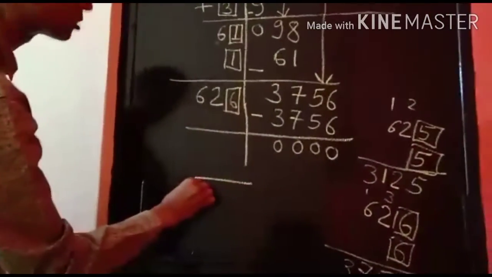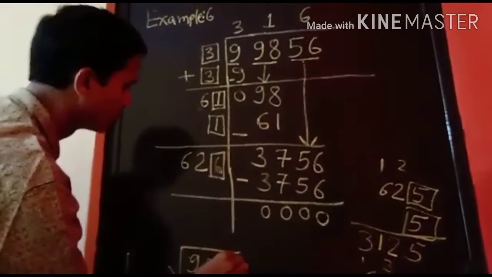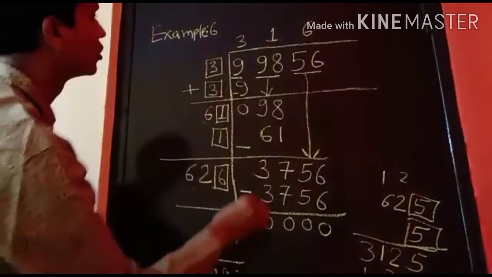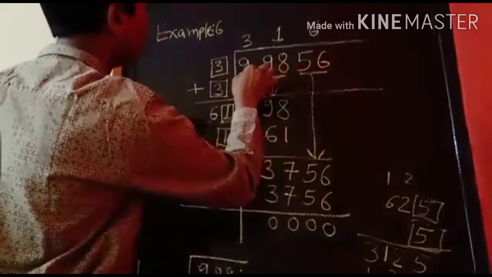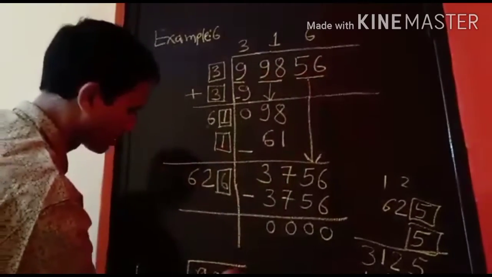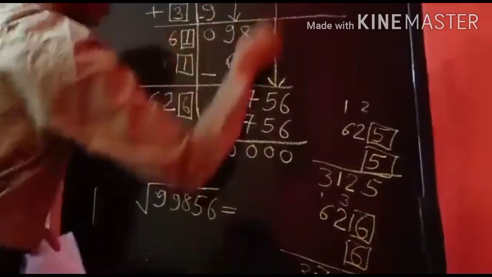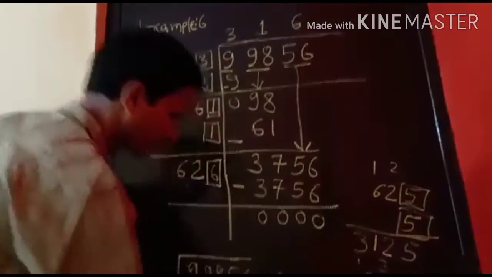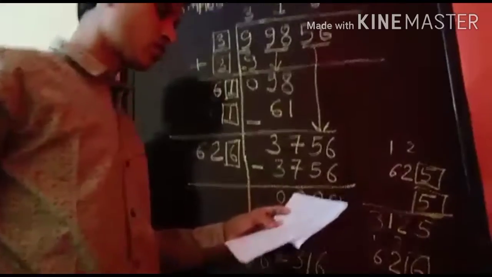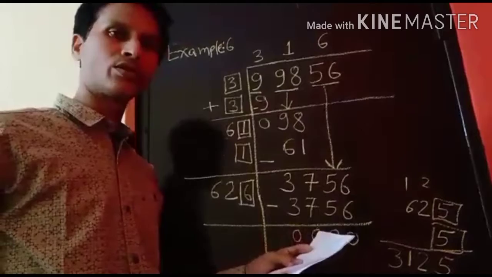So we will write our answer, and this is the rough one. This is the final answer. The number is 99,856. Sorry, it is 99,856. Its square root is 316. This is your answer. And your homework is worksheet 4, question number 1, all parts, as much as you can solve. Okay.